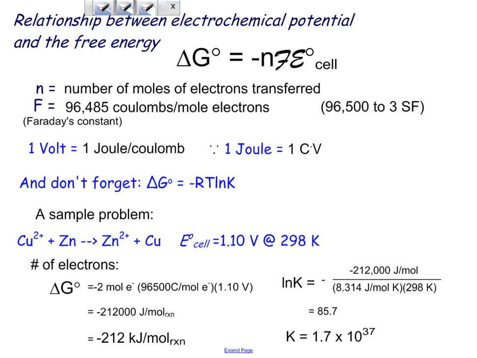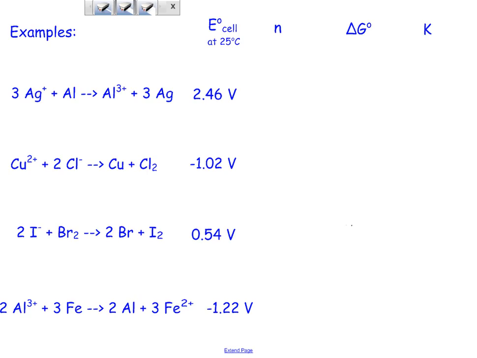So let's take a look at some examples. This one, we can see transfers 3 electrons, 3 silver ions going to silver metal. This one, we can see transfers 2 electrons. So pause the recording and spend some time using the 2 equations on the previous slide to figure out delta G for each of these 2 reactions.